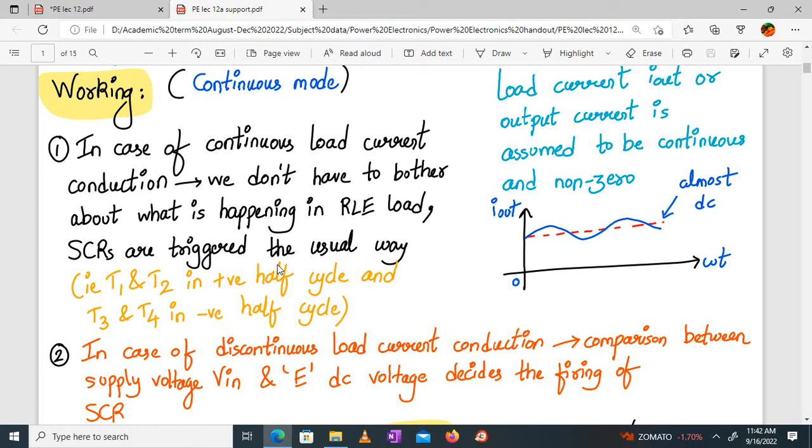Practically, which one is used? Do you want your output current to become zero? No, you don't want that. You want a continuous operation. You don't want to switch the DC motor on and off. Once the fan is on, it remains on. So the load current should be continuous, and practically continuous load current cases are considered. Discontinuous we rarely use, but we have to study it as per the curriculum.